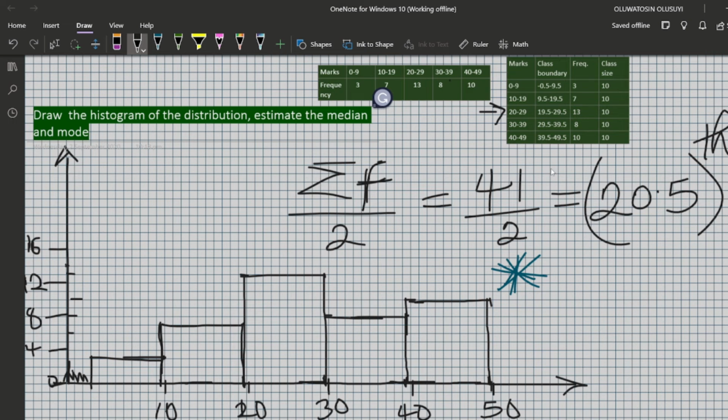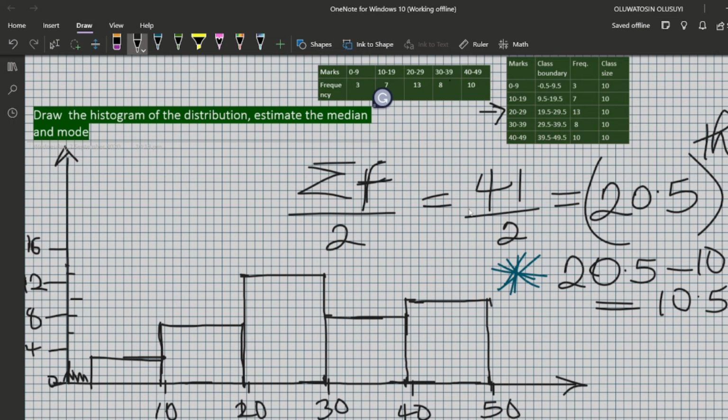If that's the median class, then go and add the frequency before the median class. Frequency before the median class is what? 3 plus 7, that is 10. So you're going to be having 20.5 minus 10. And that is 10.5. We're going to be using this 10.5 soon.